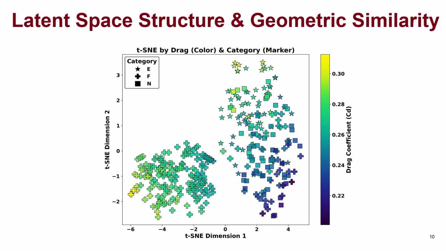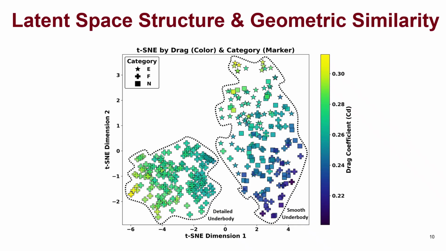Finally, we analyzed the latent space with t-SNE, where clustering is found to follow geometric similarity rather than discrete labels. Points colored by drag values show a clear performance gradient. Low drag designs concentrate in one region and transition smoothly to higher drag areas. One cluster can be seen for the designs with smooth underbody, relevant for EVs, and another for the internal combustion engine cars with detailed underbody. This structure indicates a physically meaningful embedding that can be exploited for targeted drag reduction.